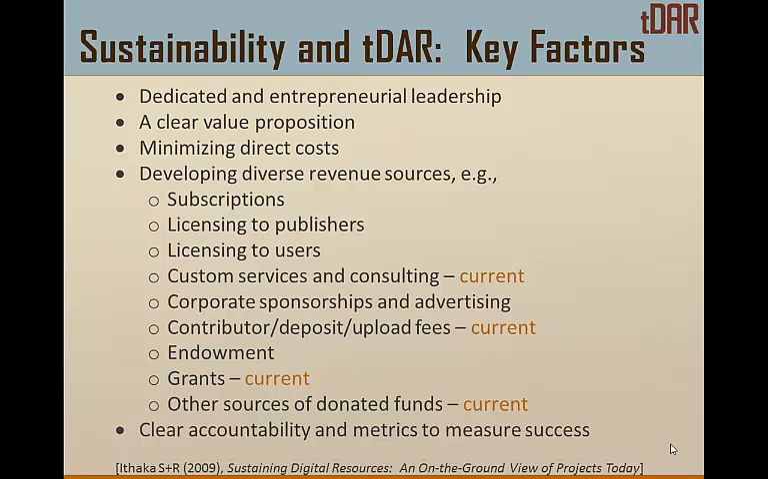Now, this list of bullets is actually taken from a very helpful report about sustainability and digital information that the Ithaca S&R research firm, which was started by the Andrew W. Mellon Foundation and looks at these kinds of issues, mainly in the humanities, but not exclusively. So this is their list of the kinds of things you need to look at for sustainability. And they've listed a long list of potential revenue sources. We're trying to utilize as many of those as we can.